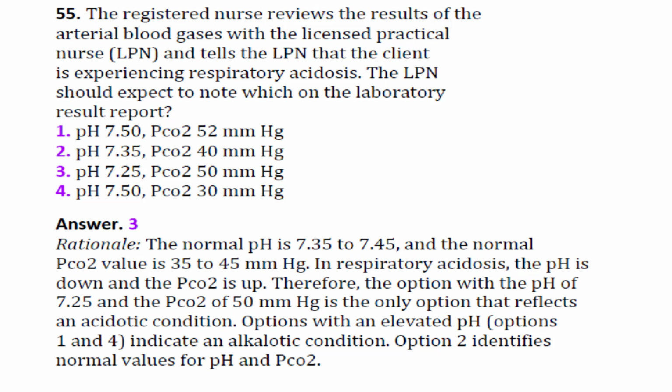Answer. 3. Rationale. The normal pH is 7.35 to 7.45, and the normal CO2 value is 35 to 45 mm Hg. In respiratory acidosis, the pH is down and the CO2 is up. Therefore, the option with the pH of 7.25 and the CO2 of 50 mm Hg is the only option that reflects an acidotic condition. Options with an elevated pH, options 1 and 4, indicate an alkalotic condition. Option 2 identifies normal values for pH and CO2.